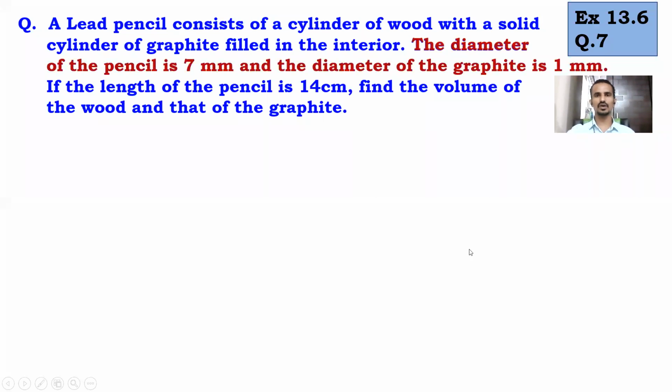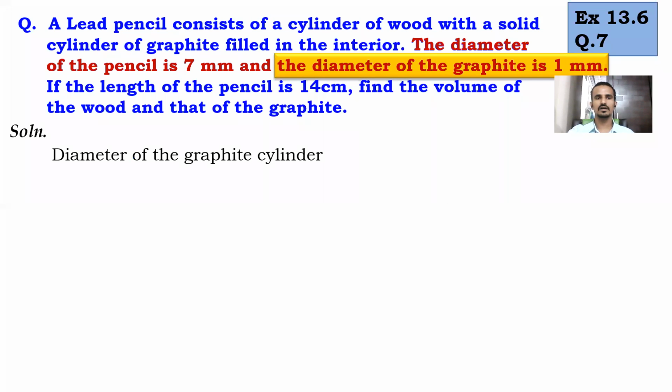So let's just note down the things that we know. We know both the diameters, 7 and 1. One conversion also we will have to do, because the diameters are given in millimeter and the length is given in centimeter. So you have to convert them into one unit. Write down: diameter of the graphite cylinder is equal to 1 millimeter.